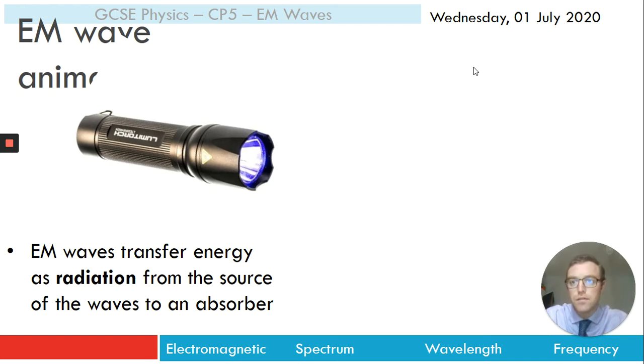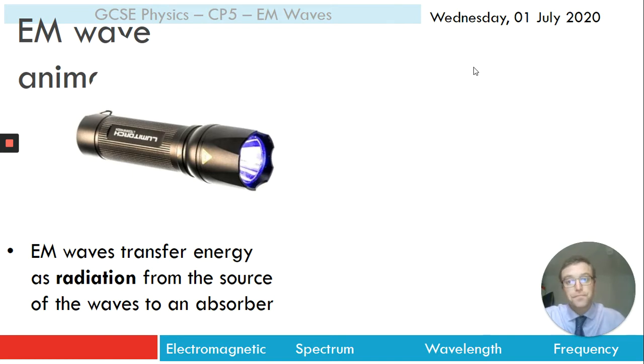Sorry, that's not a very well put together slide. It should say electromagnetic wave, EM wave, animation. So, as with all waves, an electromagnetic wave transfers energy as radiation from a source of the waves to an absorber. They transfer energy and not mass. They also transfer information. So energy and information, not mass.